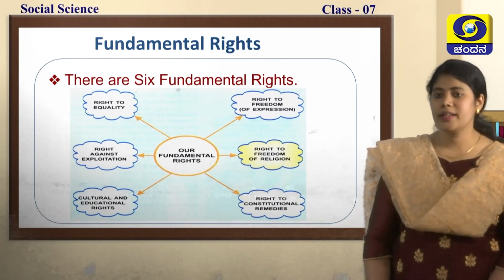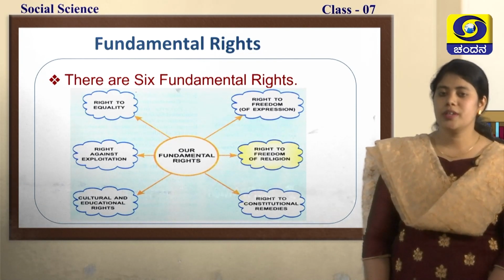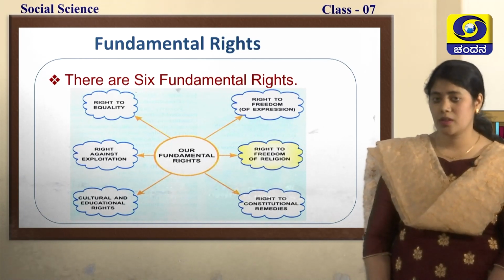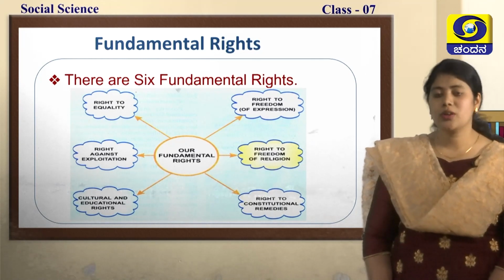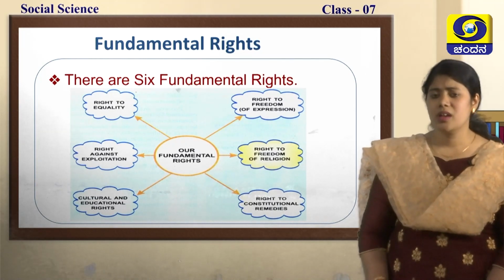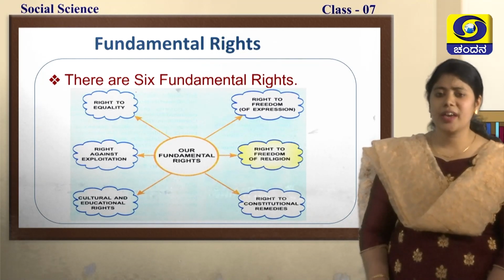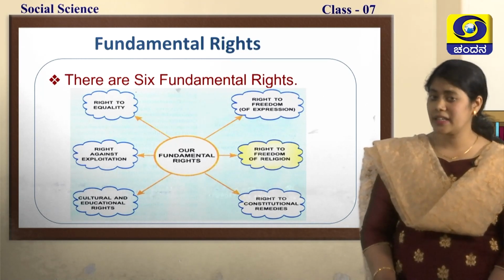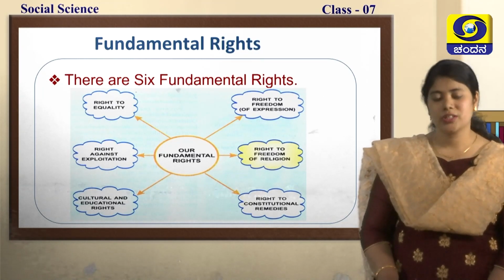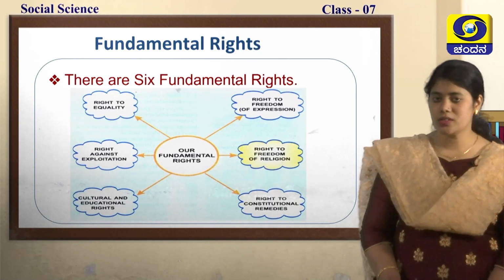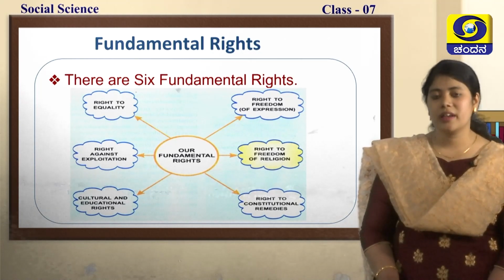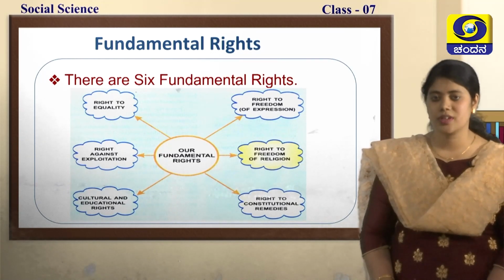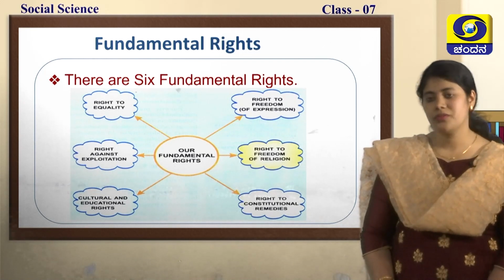Now, next is right to freedom. Here it includes the right to speech and expression of our thoughts. Not only that, being a citizen, you can travel anywhere around India and you can also settle down wherever you like in our country. Another right is that you can start institutions and associations. Anyone can start institutions and associations. These are the rights to freedom.